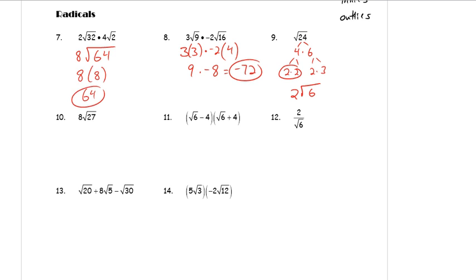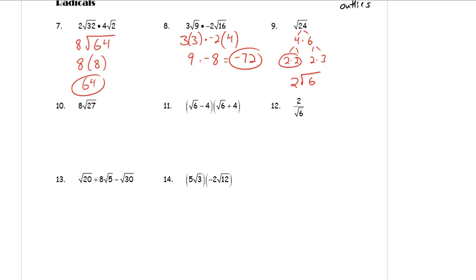Same idea in number 10, except for you have a number on the outside. Just can't forget about that at the very end. So we're going to split up the square root of 27 into 3 times 9. 3 can't be broken up anymore, but 9 can, to a pair of 3's. Here's my partners.